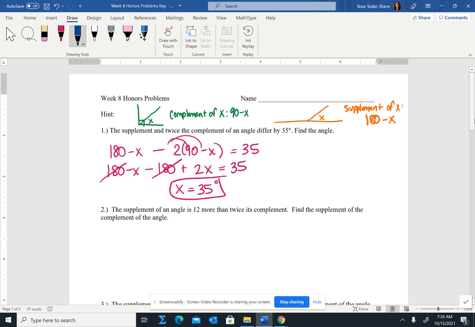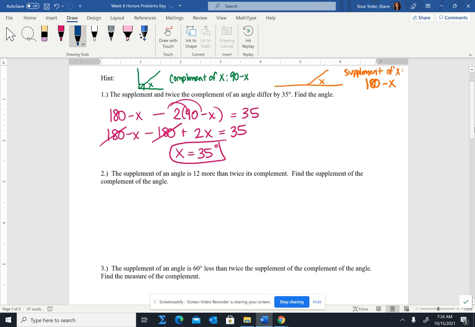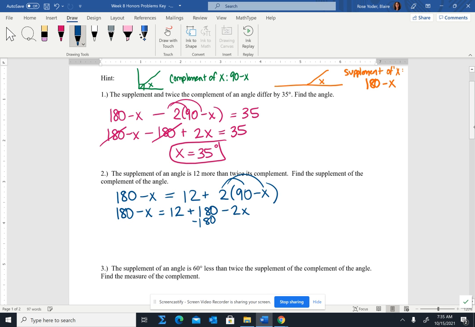All right, let's take a look at number 2. The supplement of an angle, so I'm going to use 180 minus x, is 12 more than twice its complement. So let's solve this equation. And when we're done, we need to not only find x, but it says find the supplement of the complement. So 180 minus x equals 12 plus, and then let's distribute again, 180 minus 2x. So something funny happens again with the 180s. If I go minus 180 minus 180, they actually both cancel out.